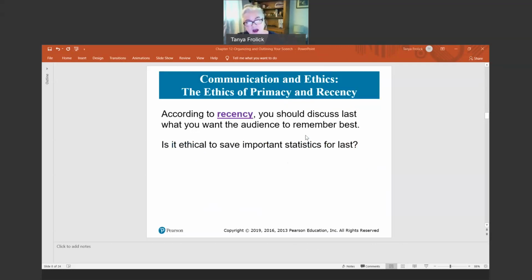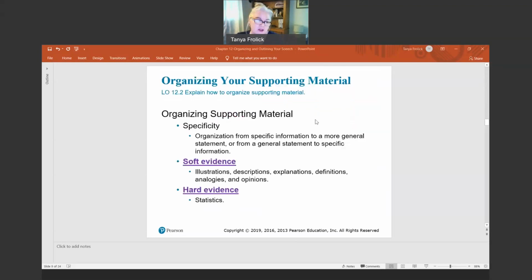Give important statistics first to give people time to take in the information, to process the information. But now we're going to talk about organizing your supporting materials. Supporting materials are all those things that we use to prove a point.